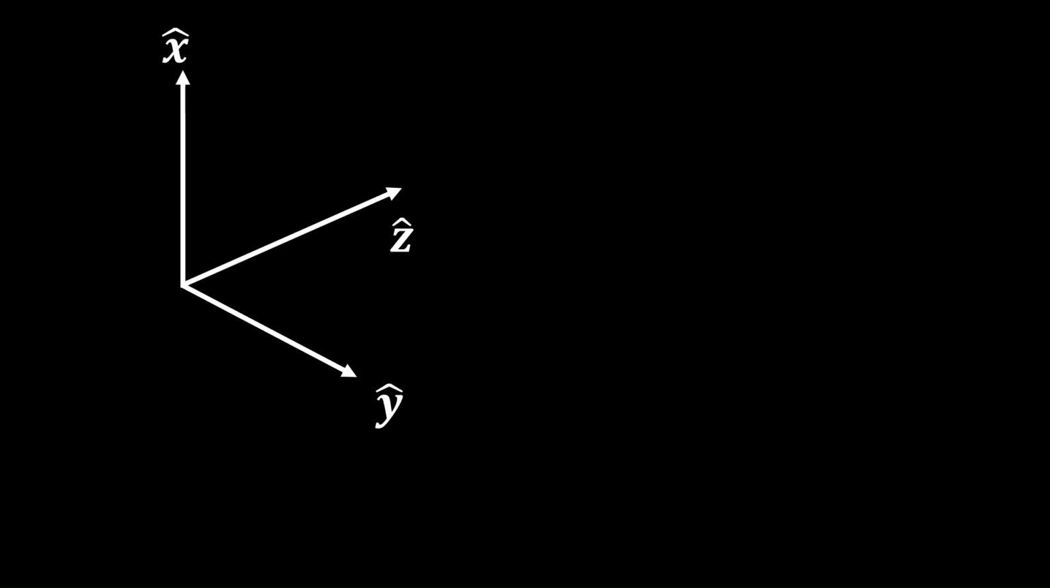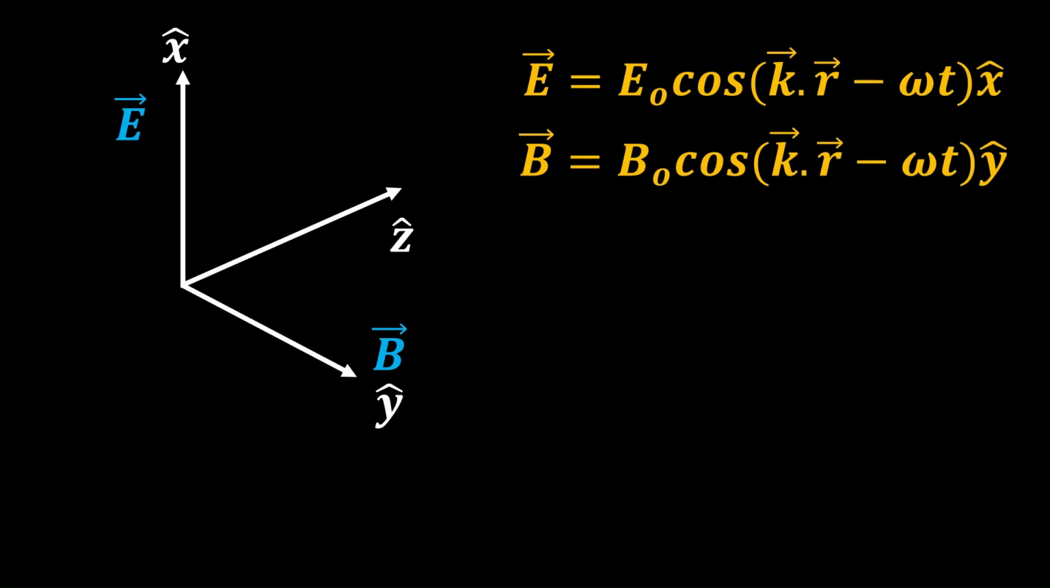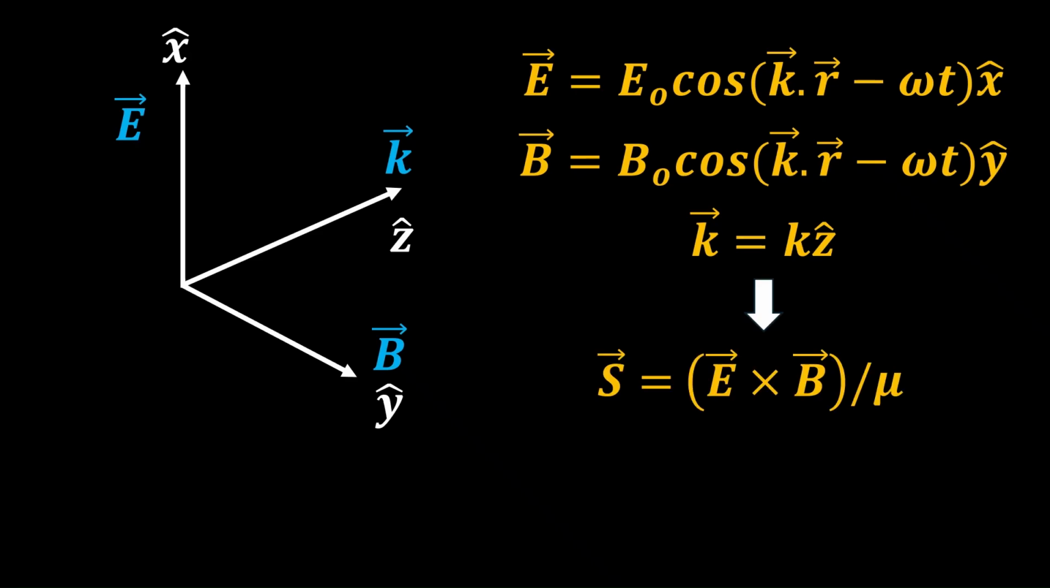Let us take a 3D system, and the electric field is along the X direction, the magnetic field is along the Y direction, and the phase velocity is along the Z direction. Now, from electromagnetic theory, we know the relation of the Poynting vector in terms of E and B. It is given by the cross product of electric field and magnetic field divided by the permeability. And the average Poynting vector will be along the phase velocity direction divided by mu.